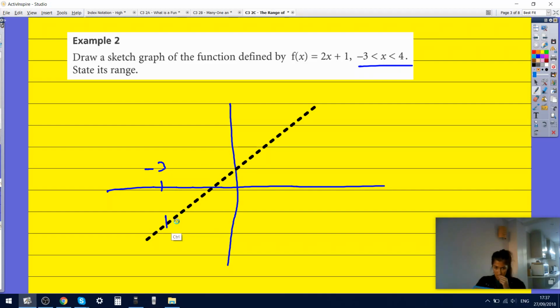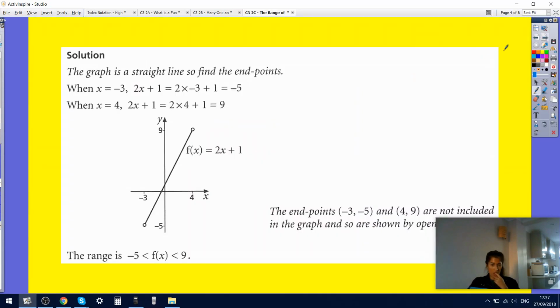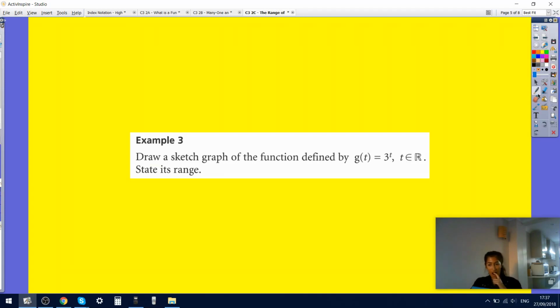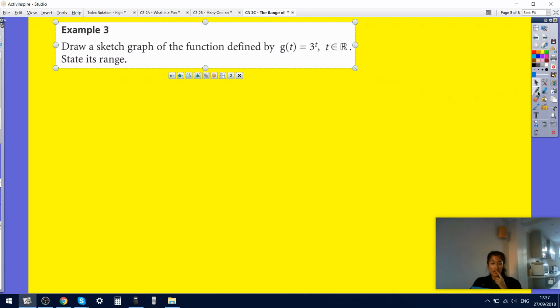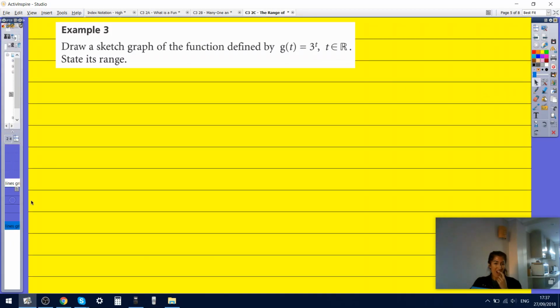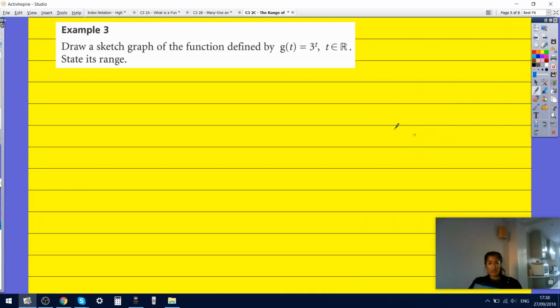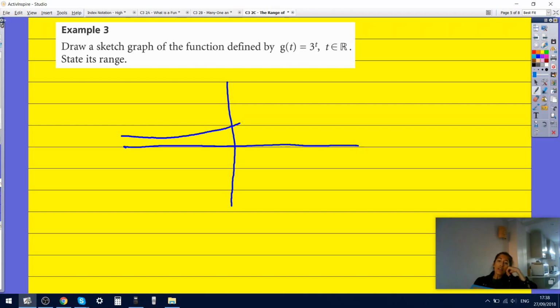And so what is the range? Minus 5 to 9. Yeah. And they wrote it with the empty circles because it's not or equal to. Okay, range of this. Okay, draw the graph, which is just like that. State its range. Any real number.